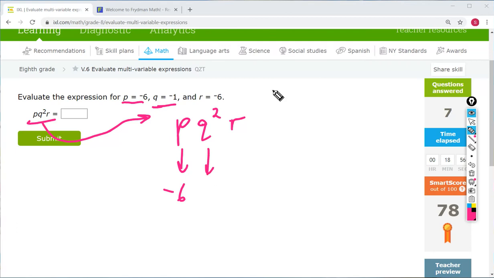These things, remember, there's no plus or minus sign between them. So that means they're getting multiplied together. So I'm just going to write times, and then I'll put -1. I'm going to put that in parentheses because I just think it looks better when it has an exponent of 2 above it. So we have to keep that exponent over there. And then r is -6. And again, there's no plus or minus sign here, so I'm going to have to write times -6.